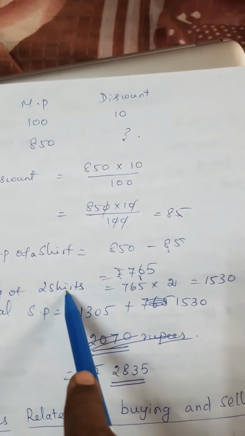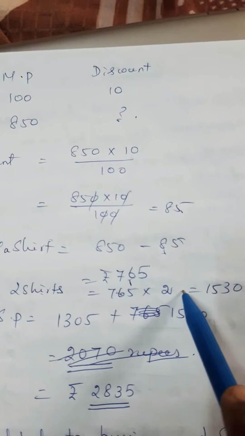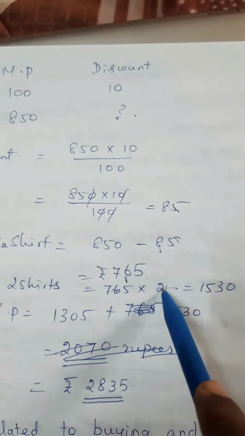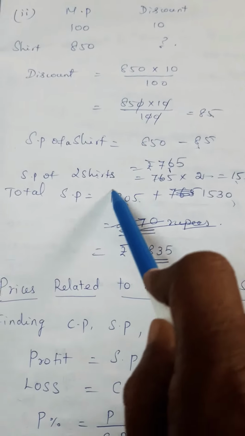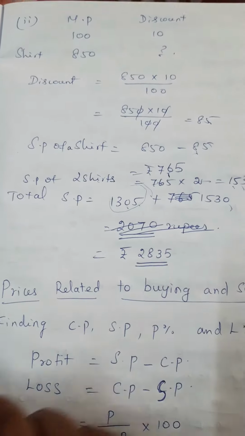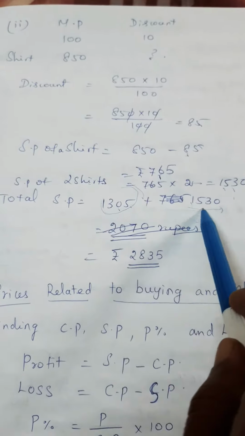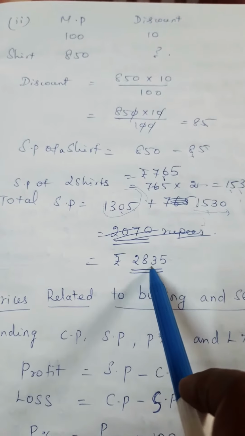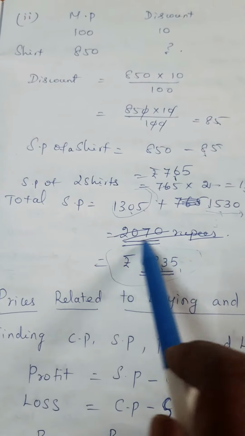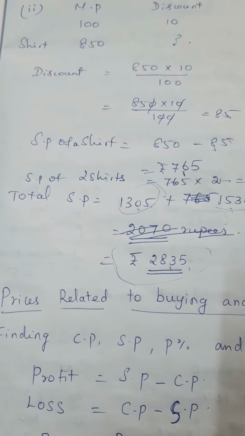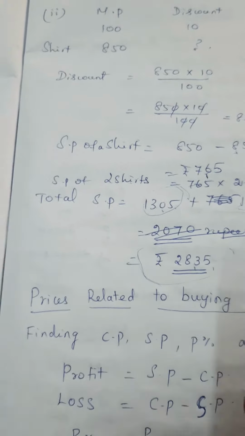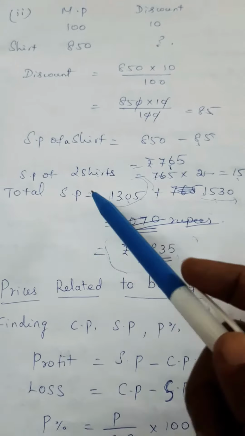We need to find the selling price of 2 shirts. 2 shirts means 765 into 2. When you multiply it, we will get 1530 rupees. Now we need to find the total selling price, that is the selling price of 2 shirts as well as the selling price of a jean. The selling price of a pair of jeans is 1305, which we just found, and the selling price of 2 shirts we found here as 1530. When you add those two numbers, you will get 2835 rupees as the selling price of those things. Now, this is the question based on discounts given in exercise 8.2.